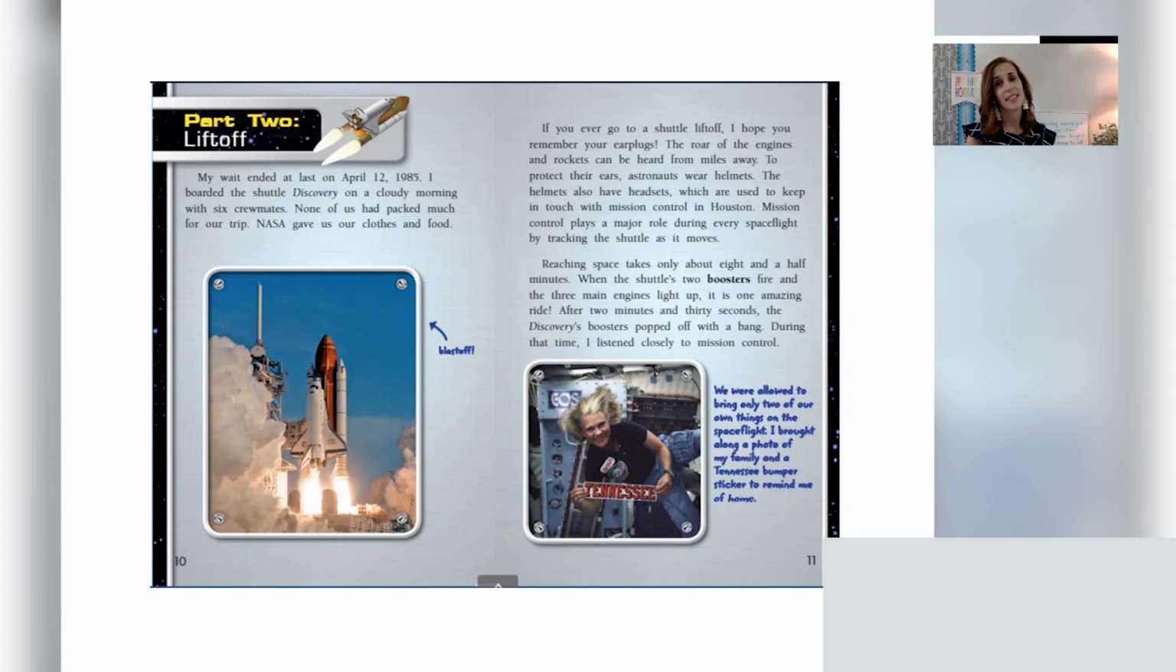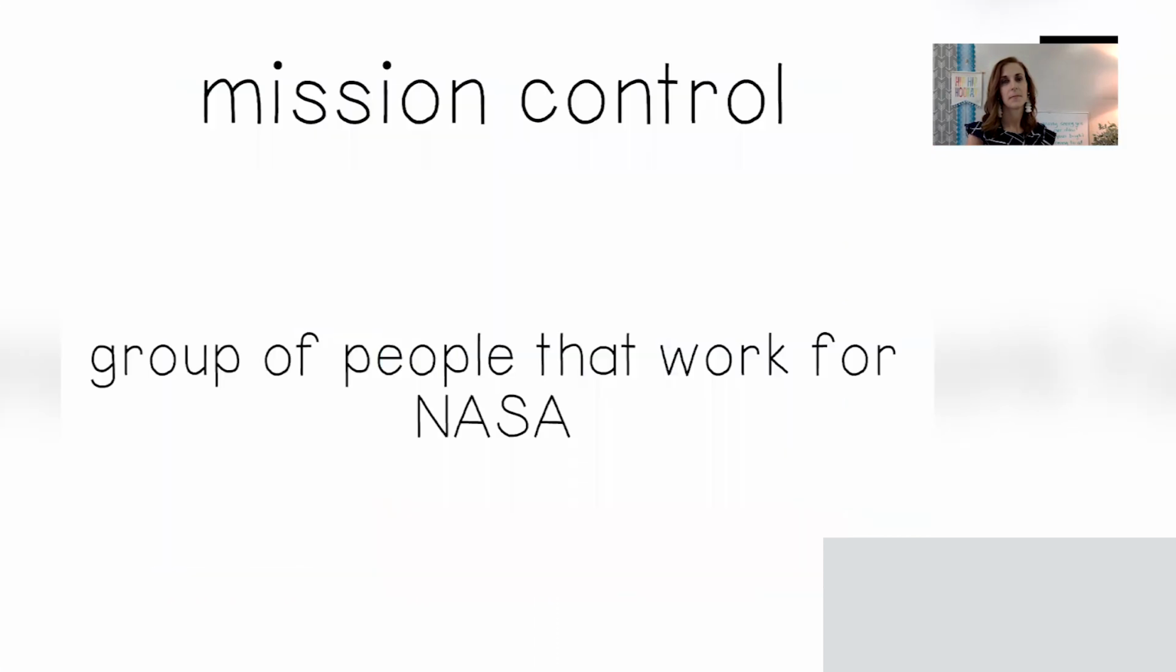Now you really are detectives. Dr. Seddon didn't give us the exact definition, but she gave us clues. Excellent sleuth work. That means you are a detective. Mission Control is a group of people that work for NASA. Their job is to communicate instructions to the astronauts and track all the machines and computers of the shuttle while they are on a mission.